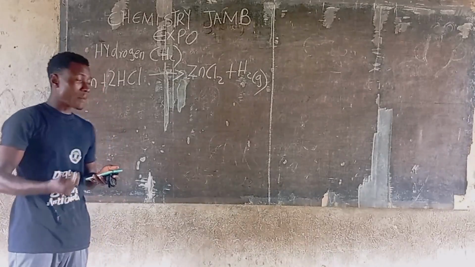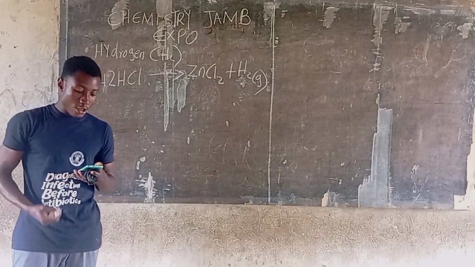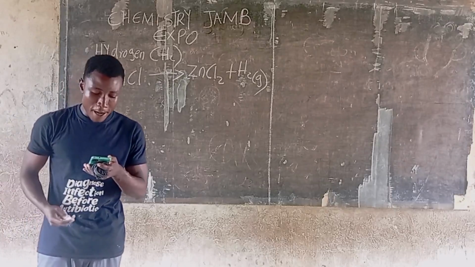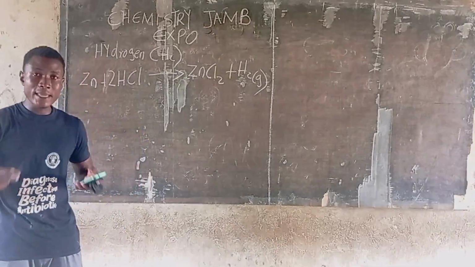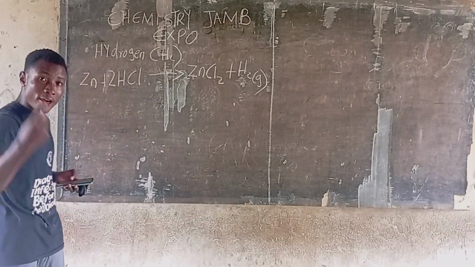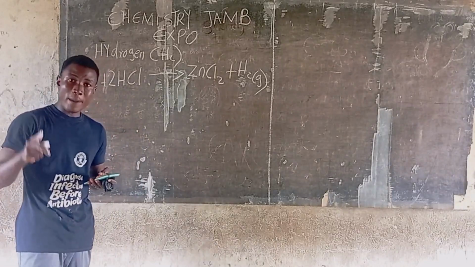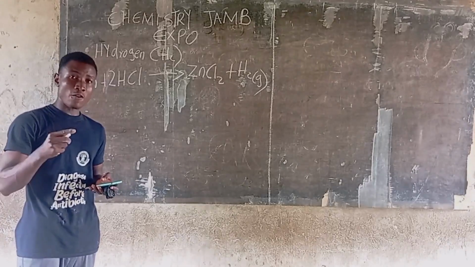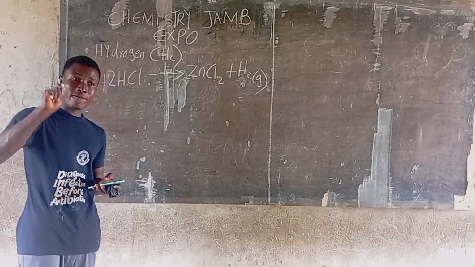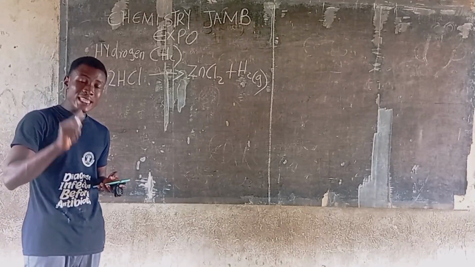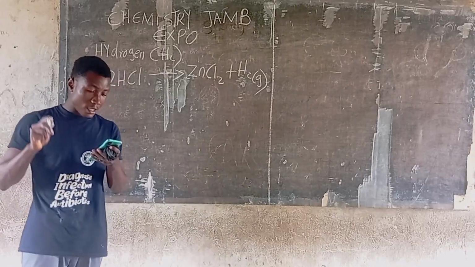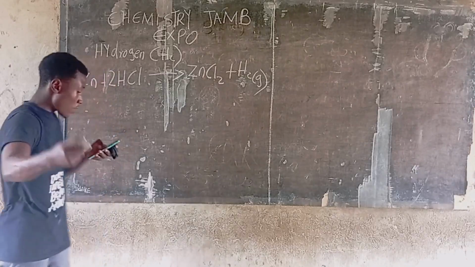So let's talk about the industrial preparation of hydrogen. Preparing hydrogen in the industry is simply steam reforming of methane. Don't forget that methane is a member of the family of alkanes, and it is the first member. And methane is a natural gas. So this is simply steaming of natural gas.